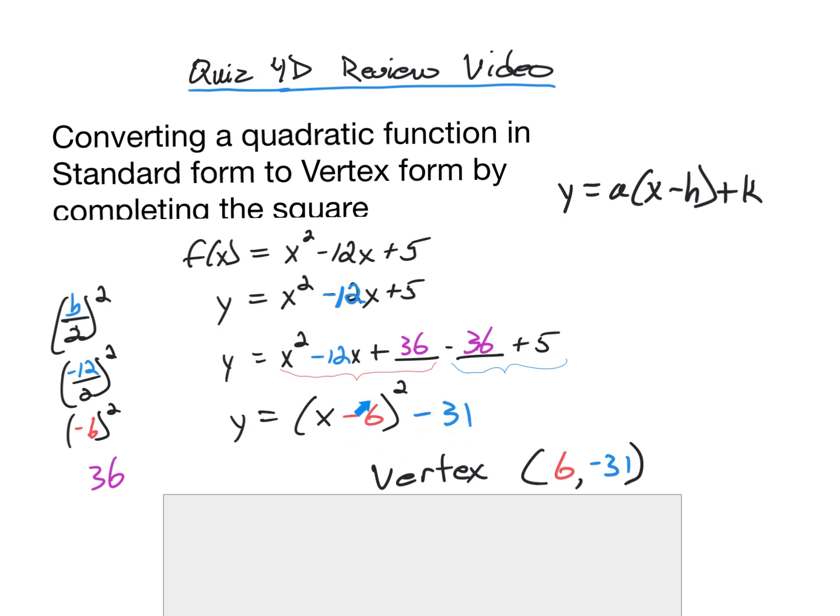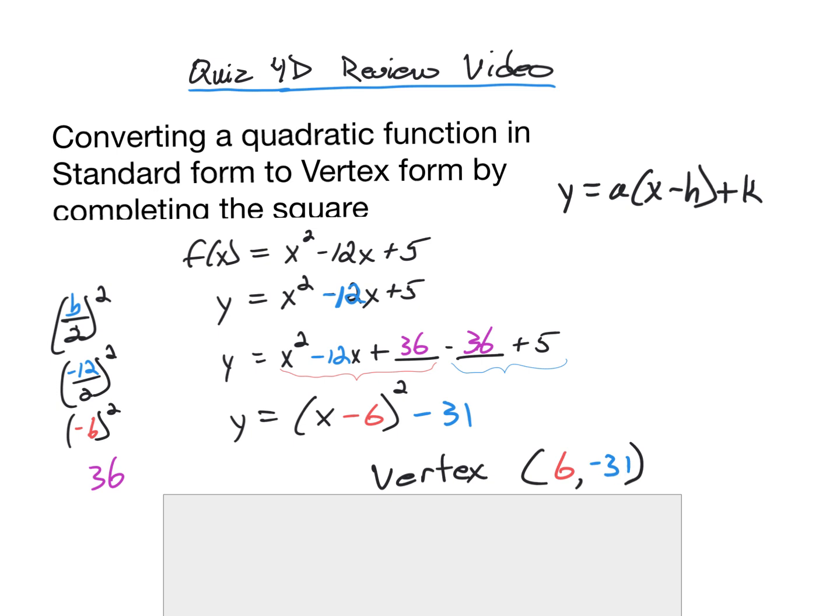Don't forget that it's going to be opposite of this, because in the vertex form, it's x minus h. Well, for this to be minus 6, then again, it's minus a positive 6, so minus 6. And then the k is just exactly what it is, negative 31.